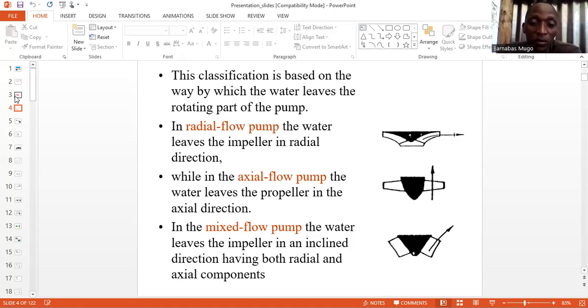Then we need to know that there is something called the axial flow system, as you can see from the second diagram. This is where the incoming and the outgoing water are flowing in the same direction, as can be seen by this diagram. Then in the third diagram, the mixed flow pump is in between the radial and the axial flow pump.